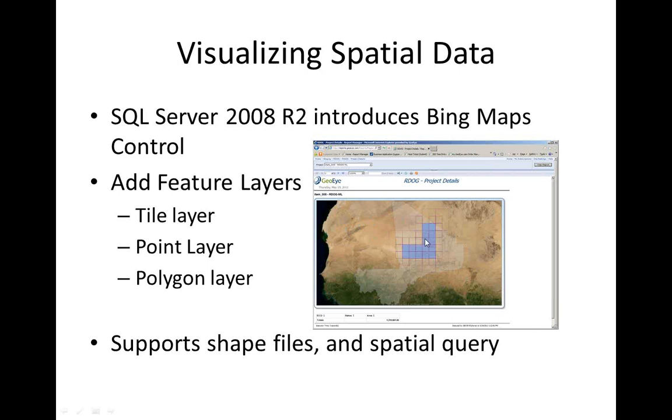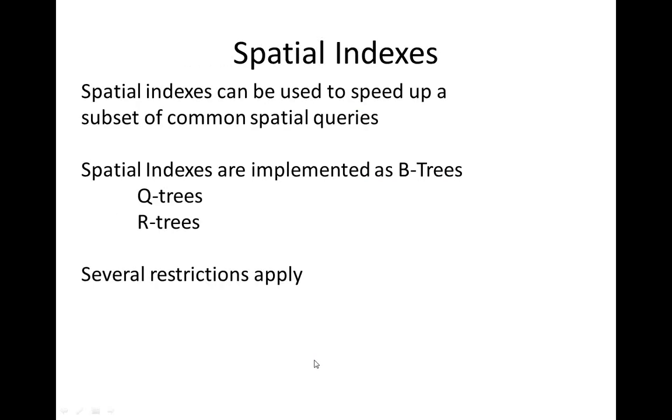Here's an example of me using the Bing Maps control to render this polygon of the country Mali in the continent of Africa. And these are some of our targets that we were trying to collect. The blue ones are the collected targets, and the light ones with the borders are uncollected. So you have tile layers, which is this raster data back here, point layers, which are points, which I'm not using here, and then polygon layers here. It supports shapefiles and spatial queries, but that's not really the point of this presentation.